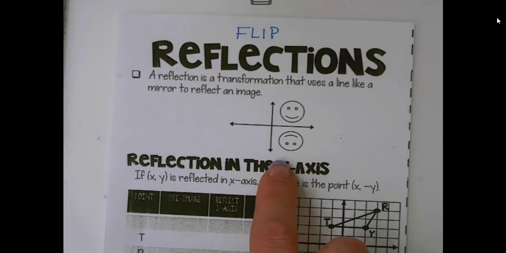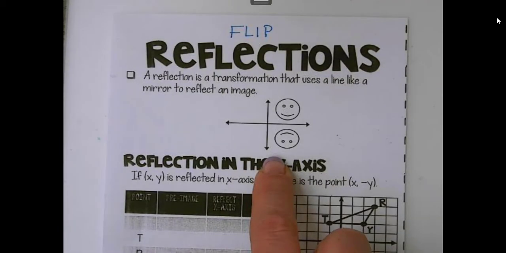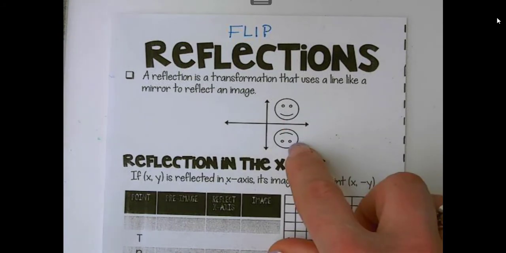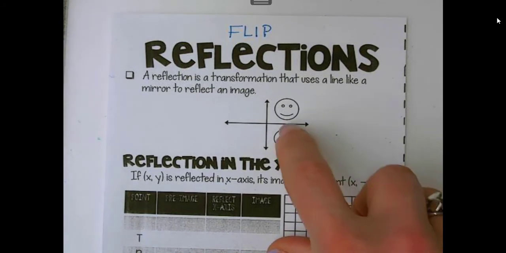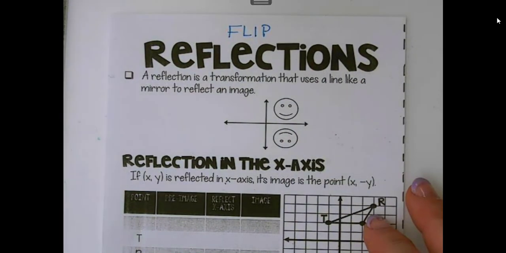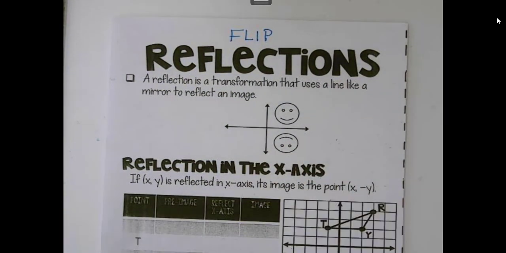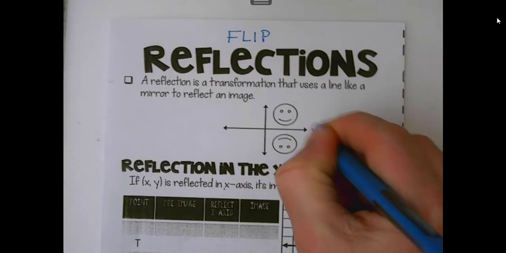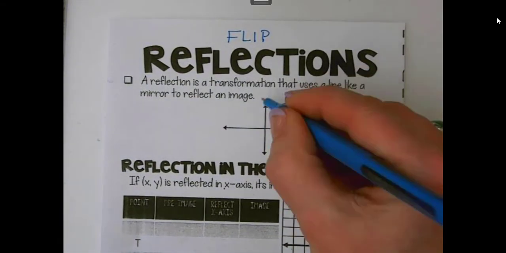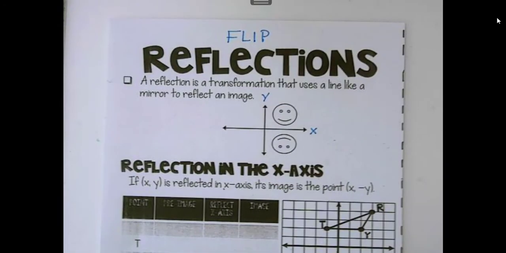Now, this is a really good picture. If this was a translation, this face would still be straight up with that smile. But you can see it's being reflected. And this is the x-axis. So sometimes we're going to reflect the picture along the x-axis, and sometimes we'll reflect the picture on the y-axis.